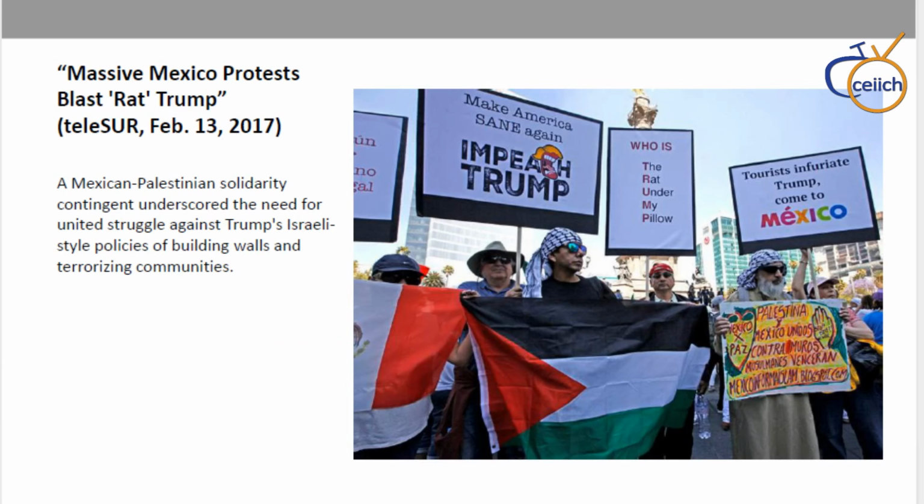Mexicans figured this out earlier. So, about a year ago when there were the protests happening in the streets of Mexico City and elsewhere, this idea of aligning politics with ratty behavior is made very clear in this one poster, which reads, Who is the rat under my pillow? And then, of course, if you read the letters in that, you see the word Trump. I actually happen to like the poster right next to it, Make America Sane Again, but that yet remains to be seen.